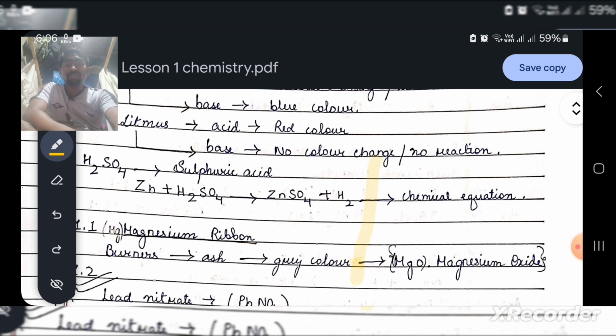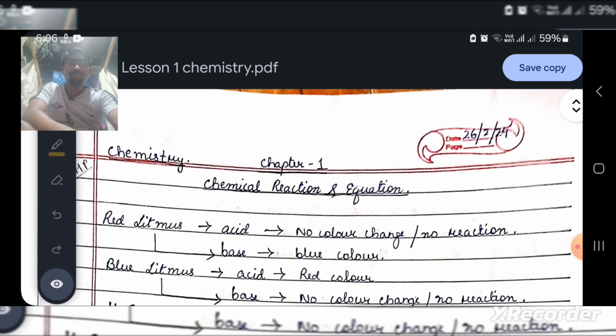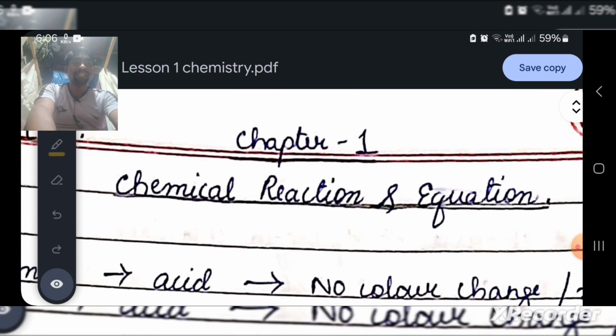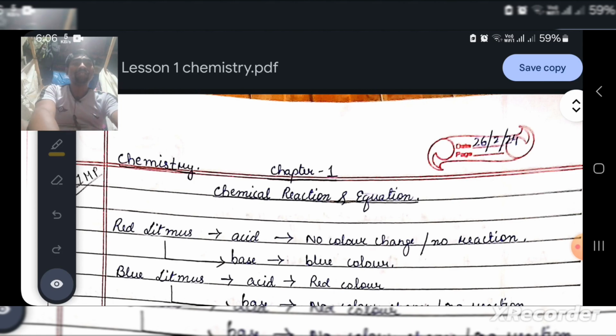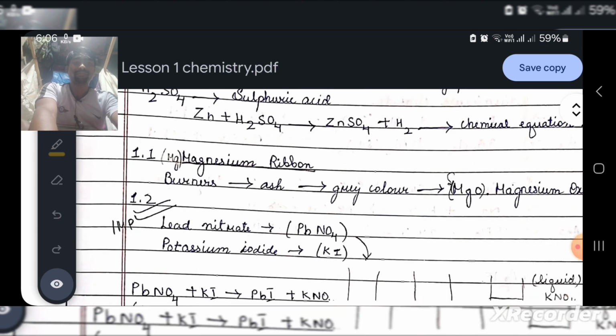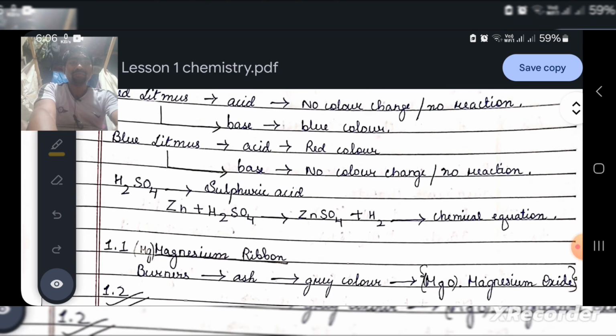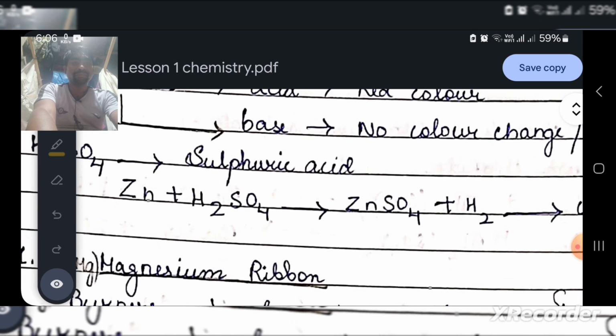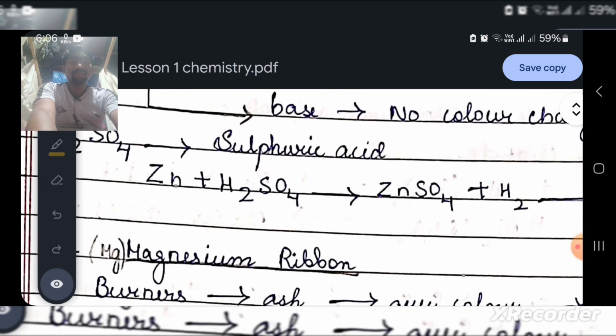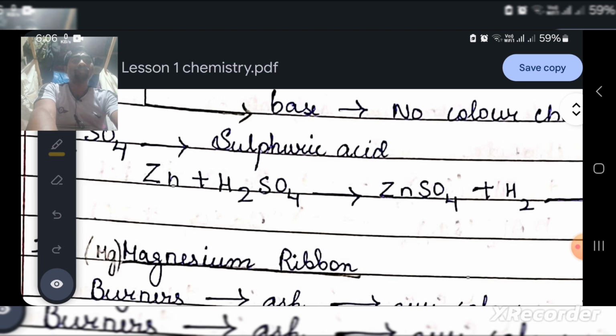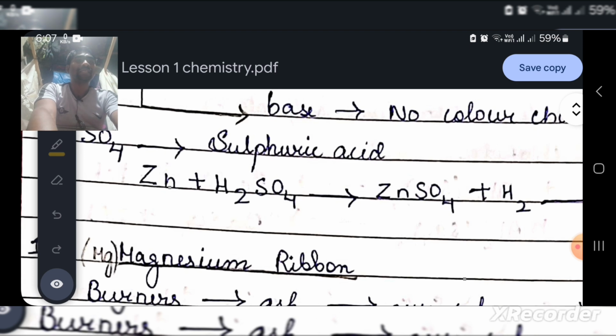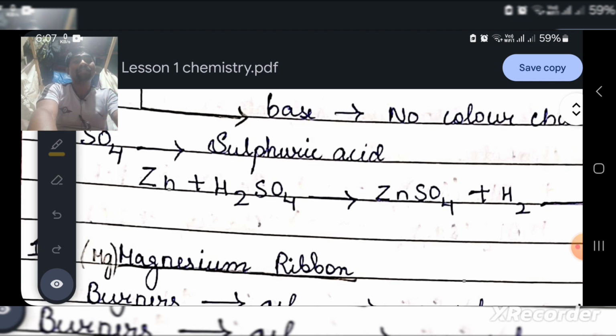Coming to the name of the chapter, chemical reactions and equations. Now we have learned about chemical reactions, and that is equation. What is a chemical equation? Take the same reaction. Look, we have written here Zn plus H2SO4, the arrow sign, and ZnSO4 plus H2. Here we have given this plus sign and arrow sign. This is the equation.